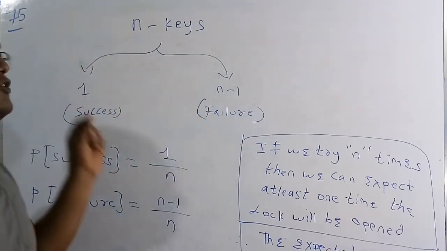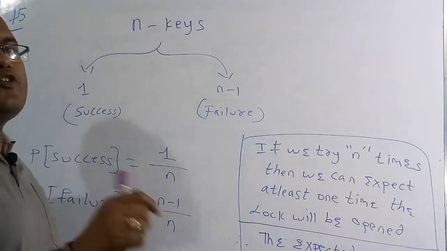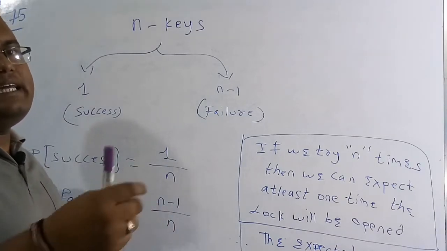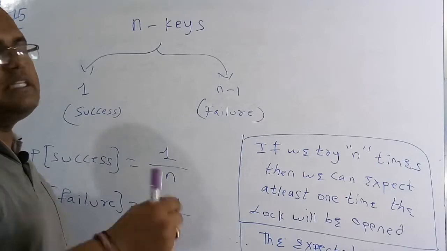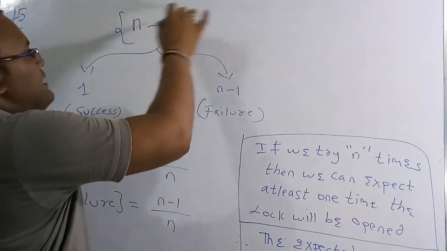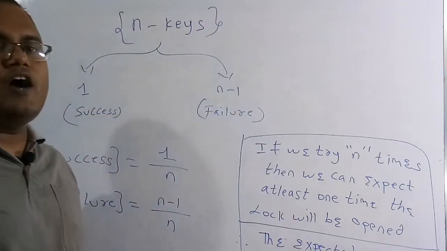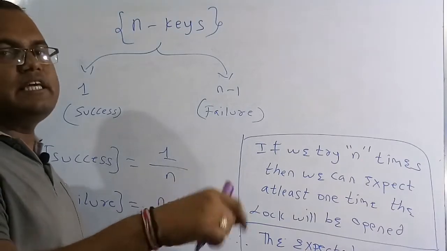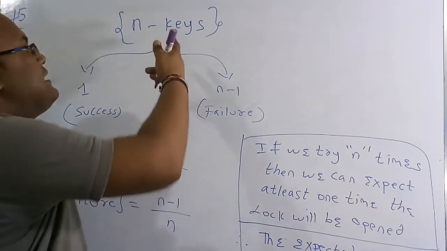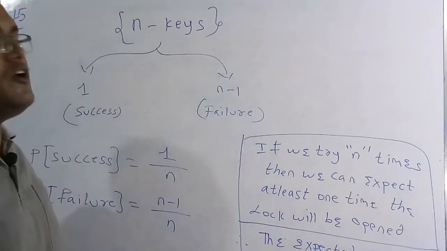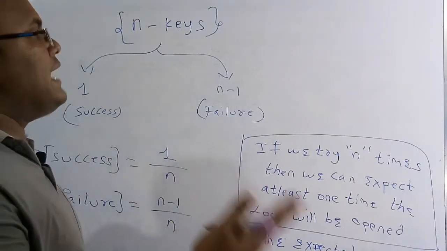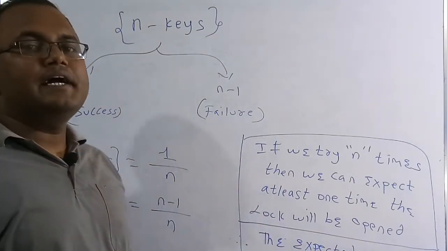See, after he uses one key and tries to open the door, suppose it does not open, he keeps that key back. So therefore he always gets n keys. After trying with that key, he is replacing it again among the n keys. That is the meaning of replacement. He is using it and keeping it back, so it is called replacement.